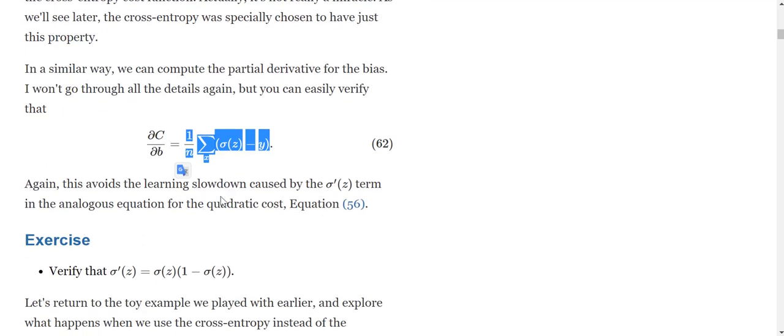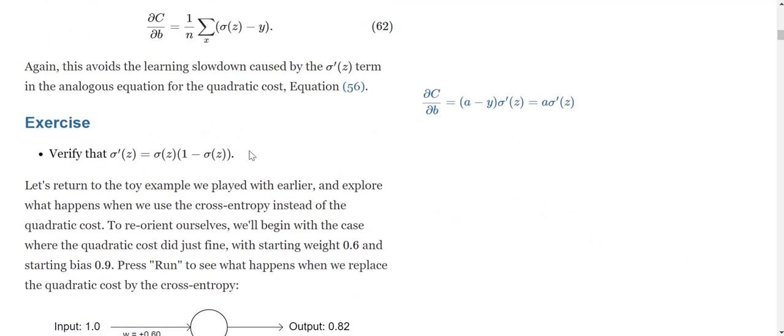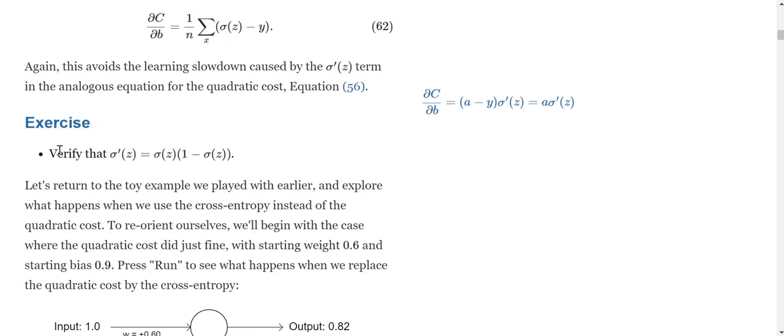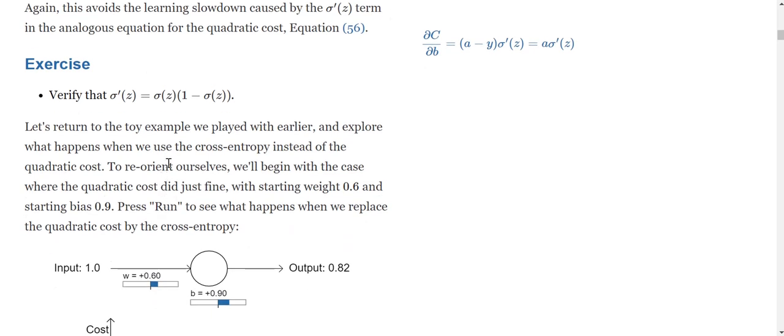Again, this avoids the learning slowdown caused by the sigmoid prime z term in the analogous equation for the quadratic cost, equation 56. Because when you had the quadratic cost, the equation had the sigmoid prime z term. So I won't do this. You can just verify this. I'm fairly confident in my skills on derivatives, and I'm going to take the author on his word. But you can try this out. Definitely, I recommend you to.